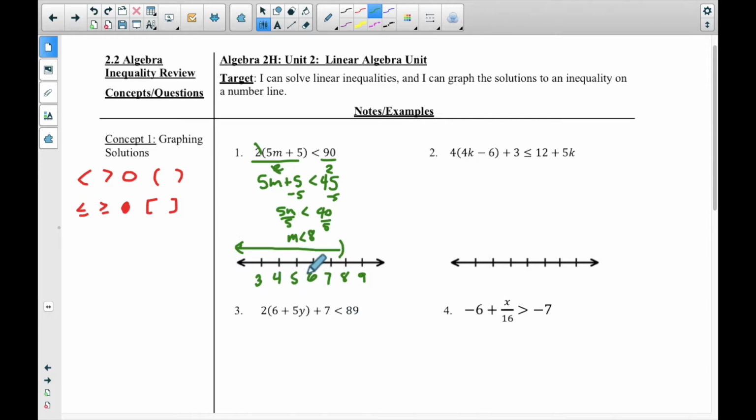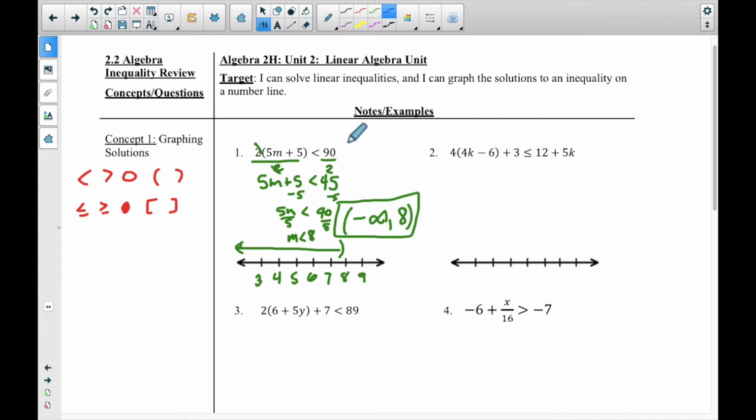And then I'm going to think about how to write this in interval notation. Well, it starts over here at negative infinity, and it goes all the way to 8. And again, I use the parentheses because it doesn't actually get to 8. And so this is my answer in interval notation, and this is how I graph it using that interval. Similar concept of the interval notation there on the graph. Okay, let's look at the next problem.